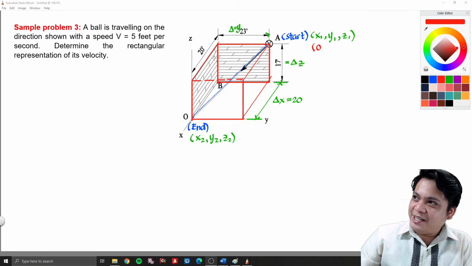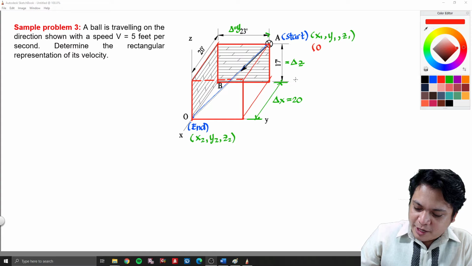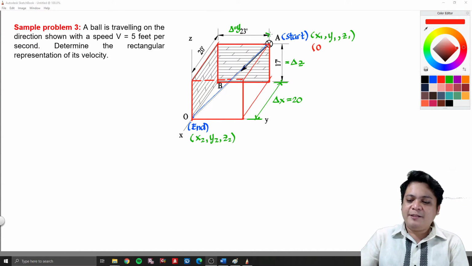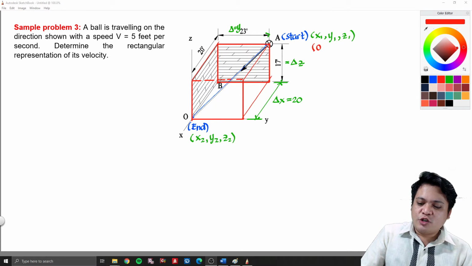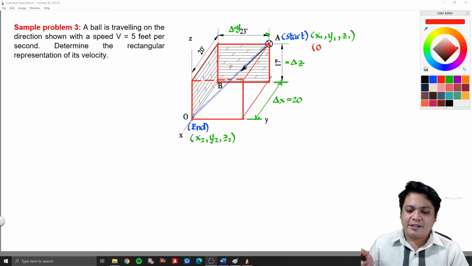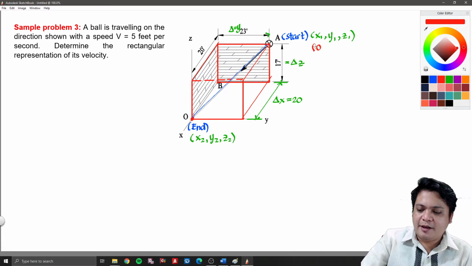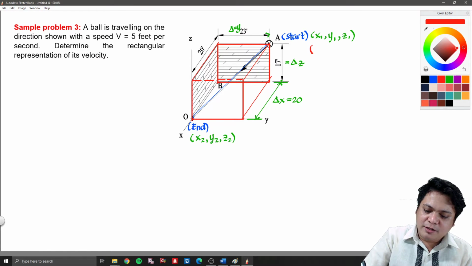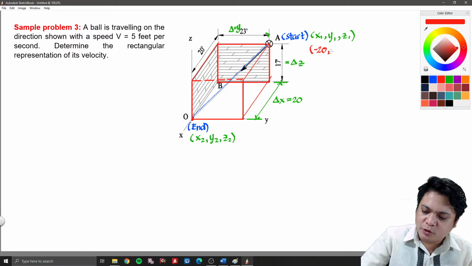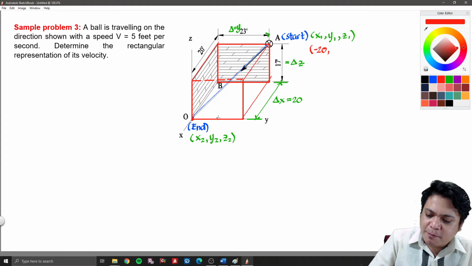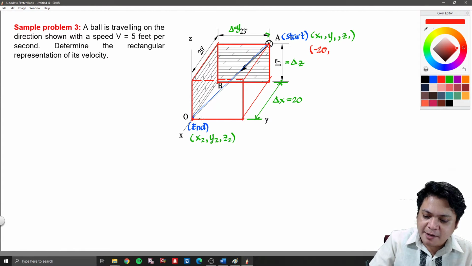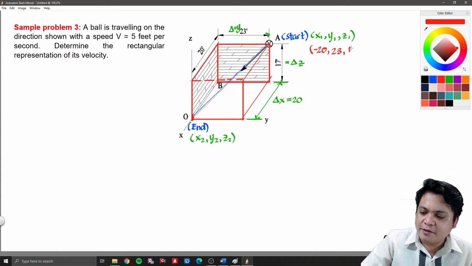Yung plane na to, this is your y. I will call it y and then z, yz plane. So yung x coordinate niya is 0. Sorry, ito pala yung origin natin. Oops, my bad. Hindi yan yung origin mo, ito yung origin mo. So, yung distance ng point A mula dun with respect to the x-axis, that is 20, so I will have it as negative 20. And then for the y, from this origin, along the positive, you will be having here positive 23. And then for the z, pataas, you have here positive 17.